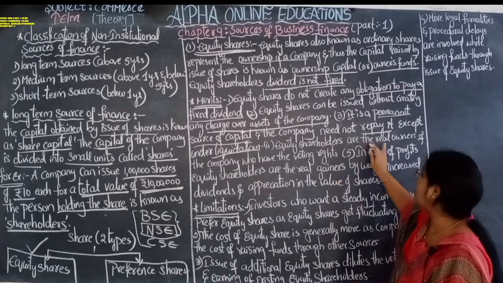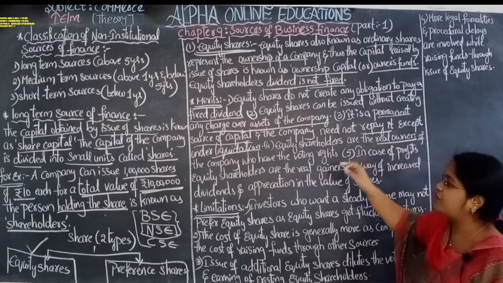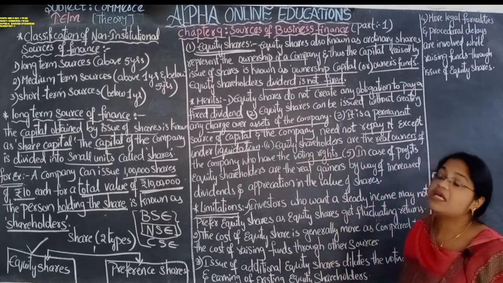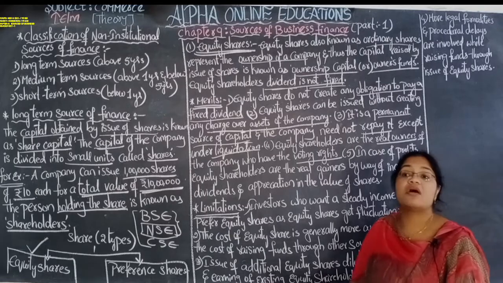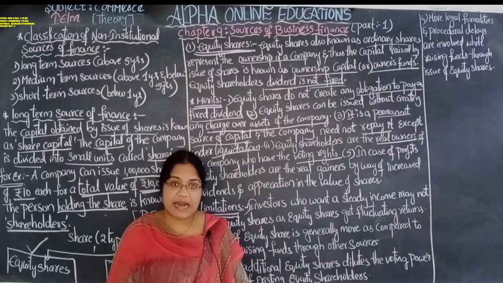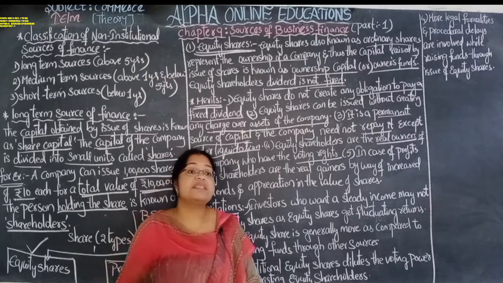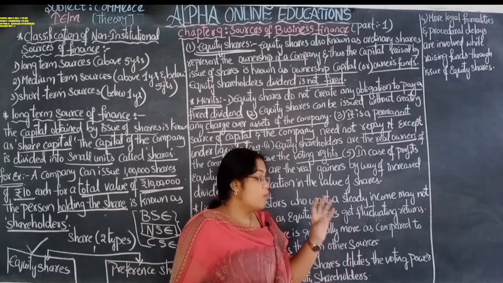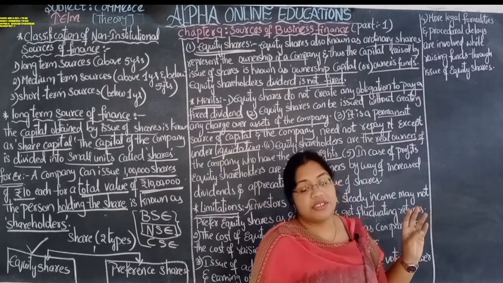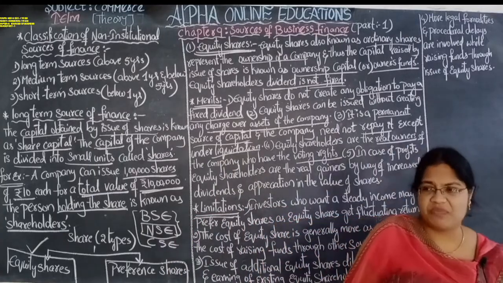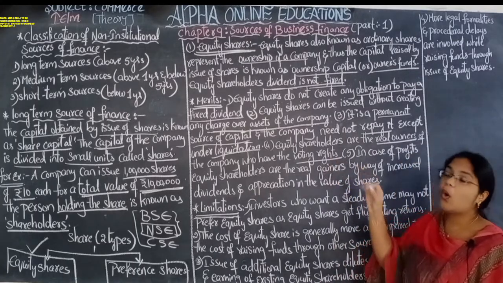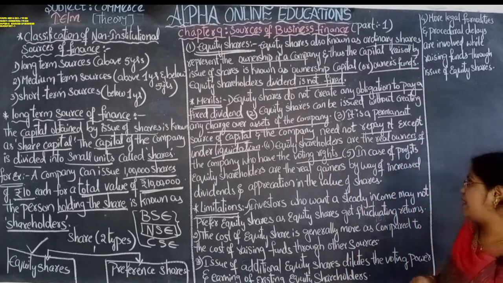Equity shareholders are the real owners of the company who have the voting rights. By the voting rights, they will select the board of directors, general managers, and other directors. They only select the board of directors by giving their vote.